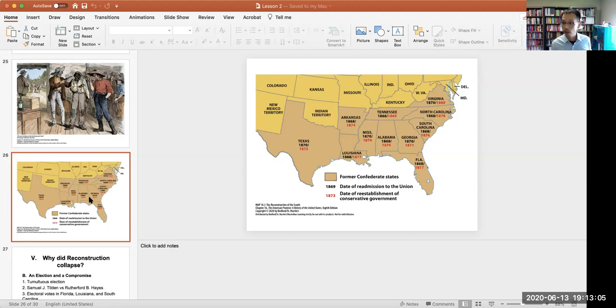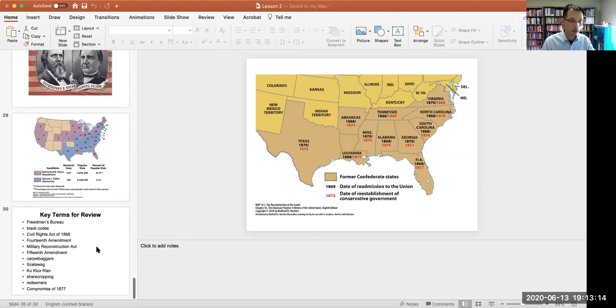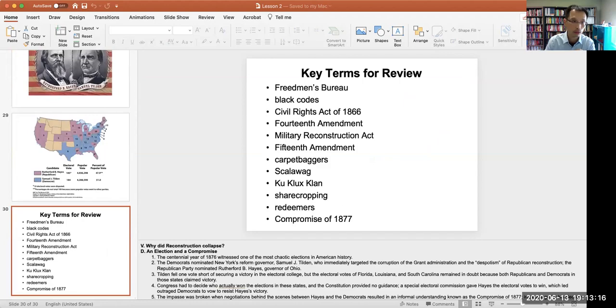So that brings us to the end of the first chapter. And remember to go back to the key terms for review.